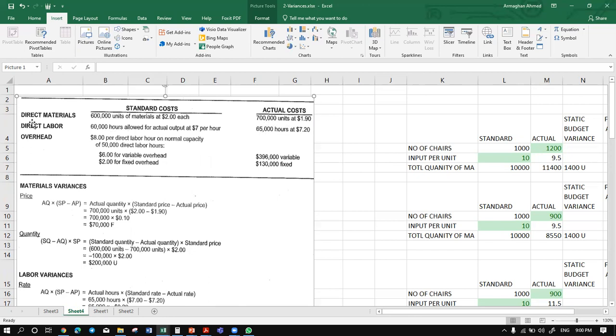No, you're looking at labor. I'm talking about material. No, 700, sorry. 700,000, right? Yes. So simply, my standard rate is 2 minus actual rate 1.9, meaning the change in price, into the actual quantity of material, 700,000. If I multiply by 700,000, it will come to 70,000 favorable. Is it okay? Yes.